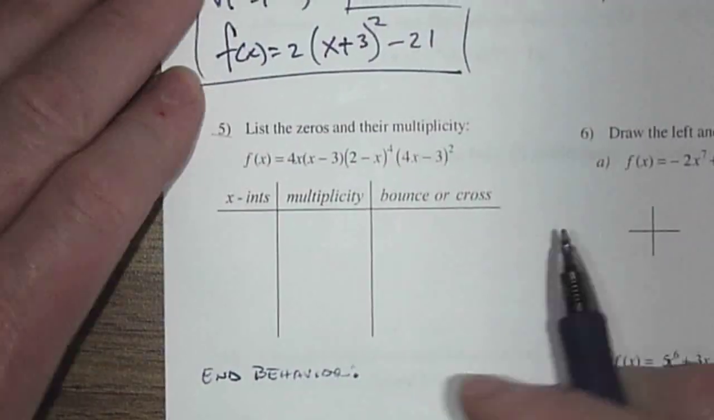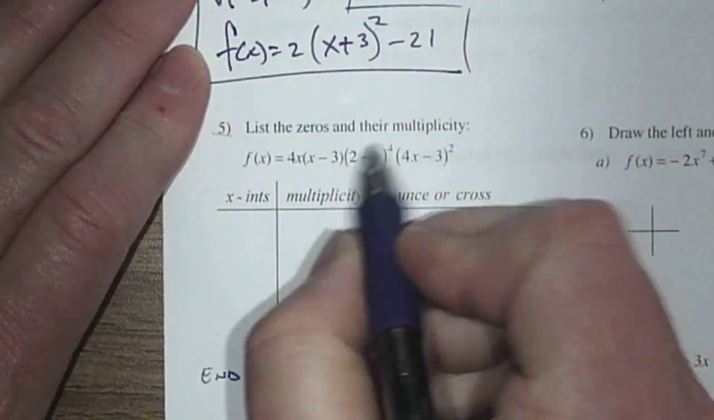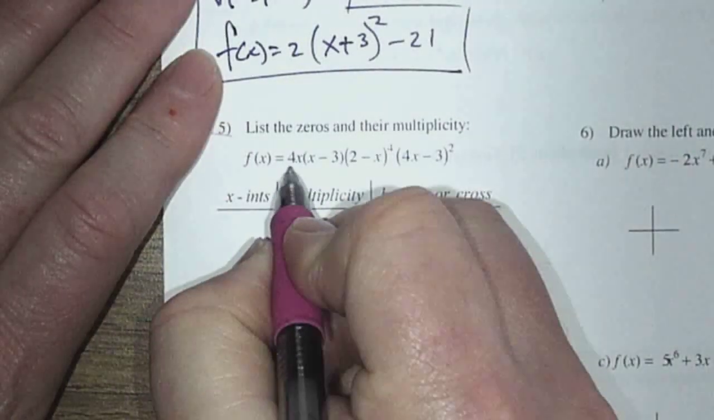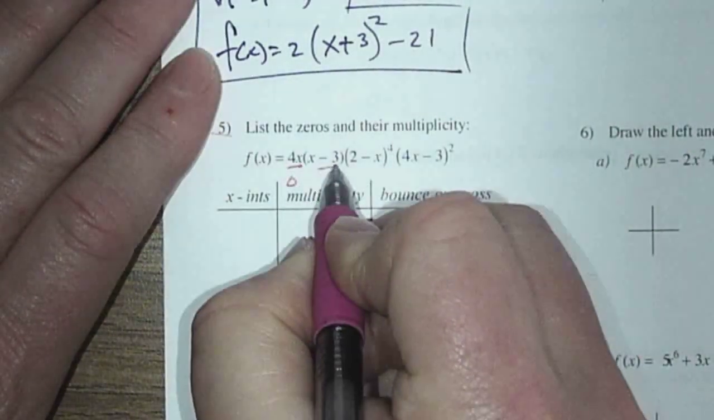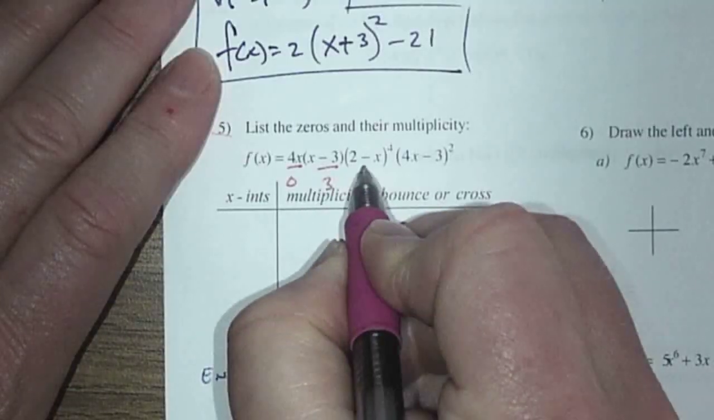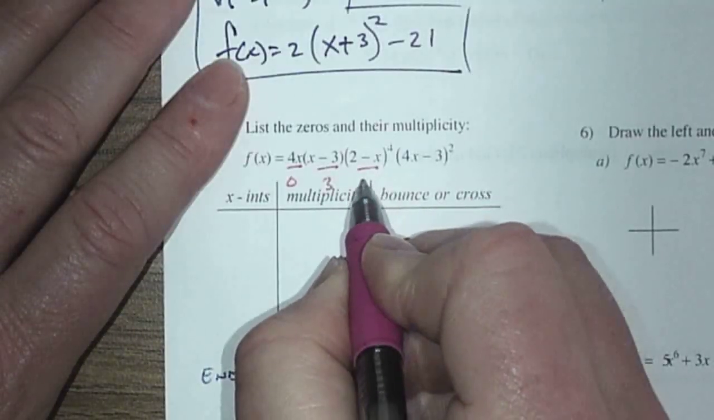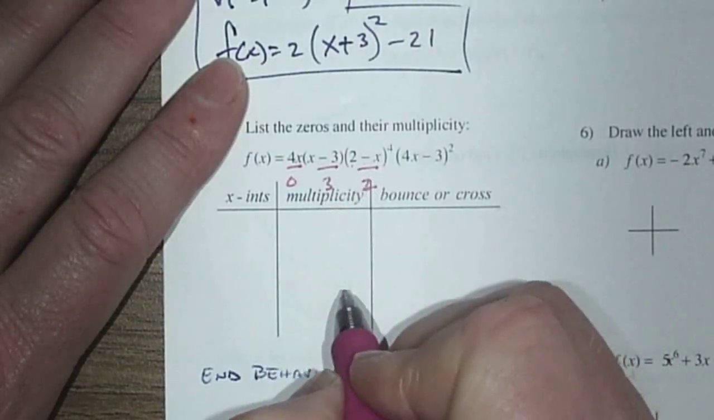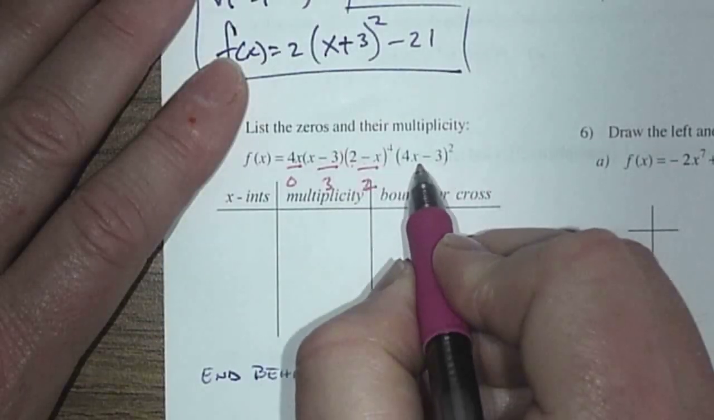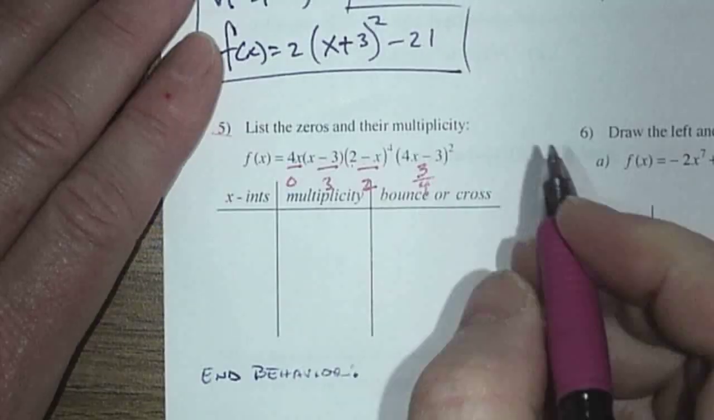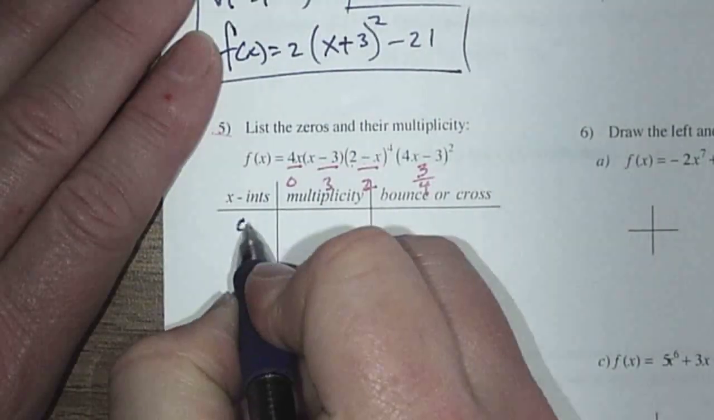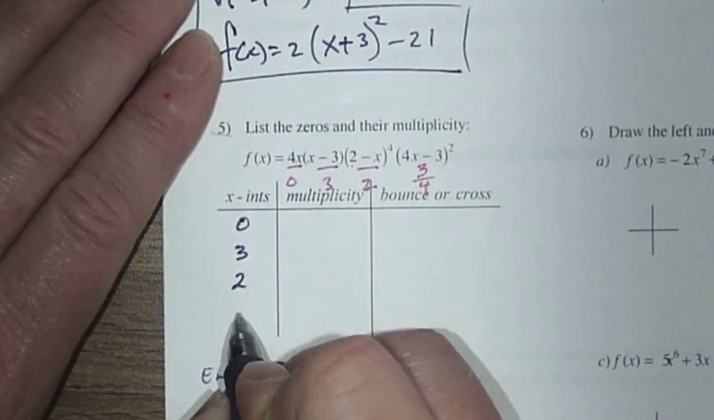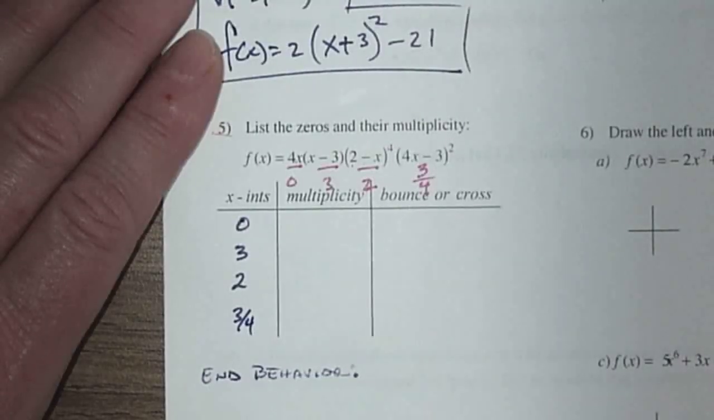Number 5. List the zeros with their multiplicities. Okay, this is an x, so you get 0. This is an x, so you get 3. This is an x, be careful here. That's 2, not negative 2. 2 minus 2 would be 0. And this one is a fraction, 3 over 4. So our zeros are 0, 3, 2, and 3/4.